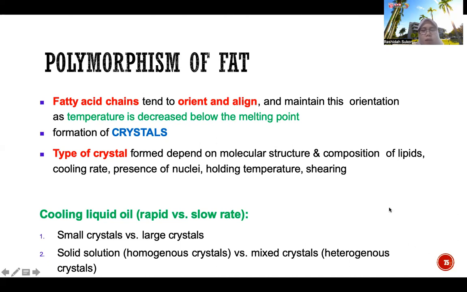Mixed crystal will have heterogeneous crystal, meaning that earlier I said there are 3 types of crystal. Later we will see how the packaging of the crystal is. One is alpha, one is beta, one is beta prime. So if the crystal forms are all the same, like alpha crystal or beta prime crystal, they are homogeneous crystal, like solid solution. But if these crystals are mixed crystals between alpha, beta, and beta prime, they are called heterogeneous. So these are mixed crystals. We call it mixed crystal, depending on the cooling of the liquid oil.